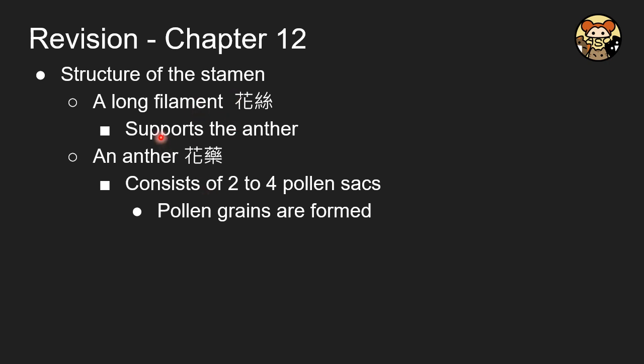And for the stamen, it will contain a long filament and also the anther. For the anther, it will contain the pollen sac, which will generate the pollen grains containing the male gametes.